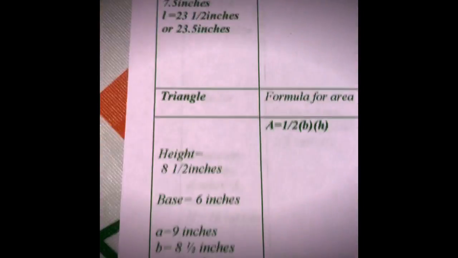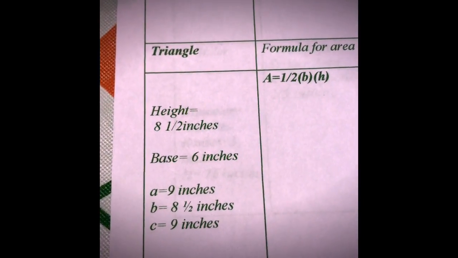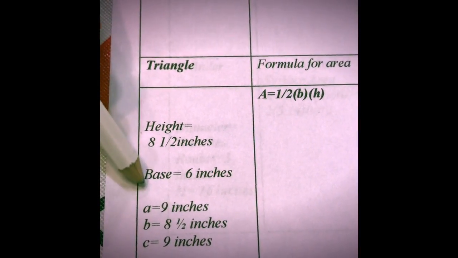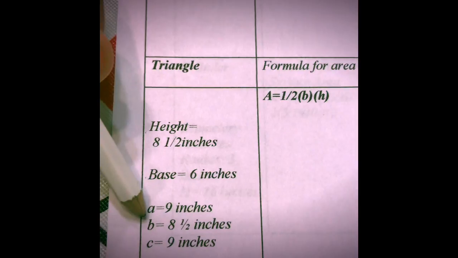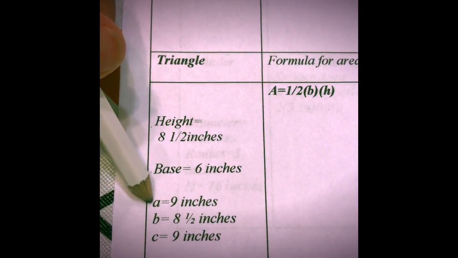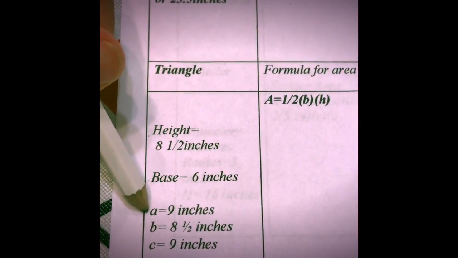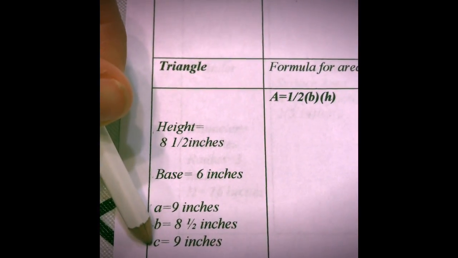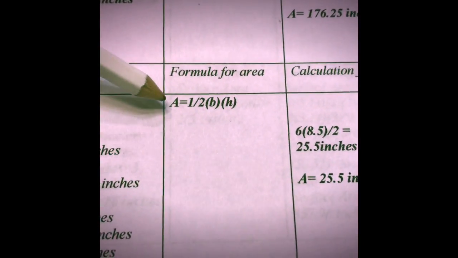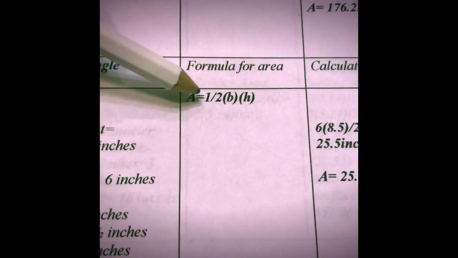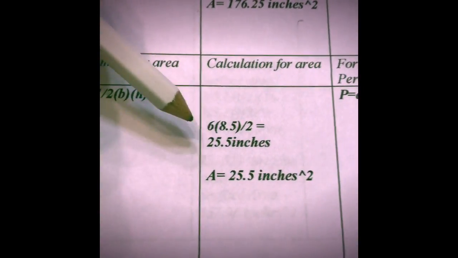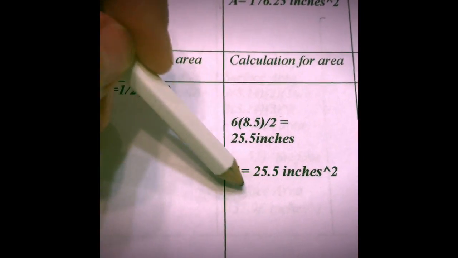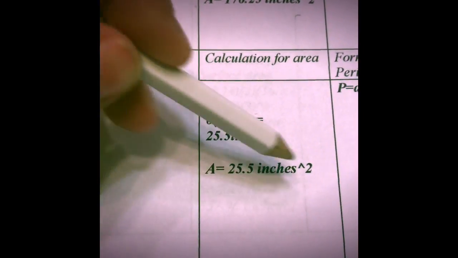Second, we did the triangle, which was on the shield, and we have the height as 8.5 inches, and the base was 6 inches. And each side for the triangle, one side was 9 inches, the base was 8.5 inches, and the other side was 9 inches. So the formula for area is half the base times the height, which gives us 6 times 8.5 divided by 2, which gives us 25.5 inches squared.